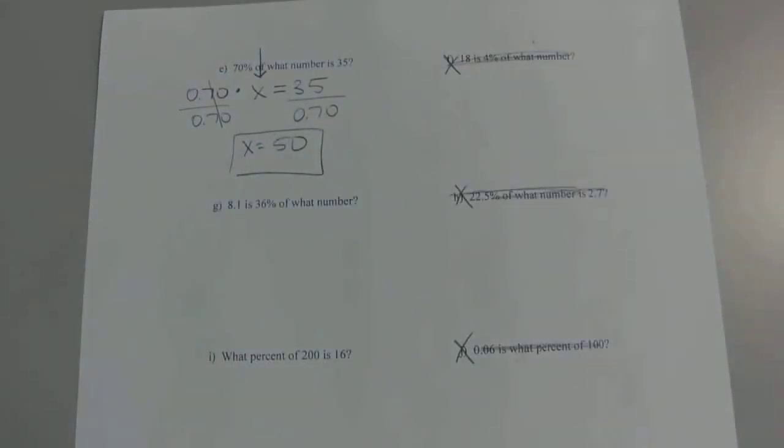What do you get when you take 35 divided by 0.70? You get 50. So what does that mean? It means 70% of 50 is 35, and that makes sense. 70% is more than half, 35 is more than half, so that works.